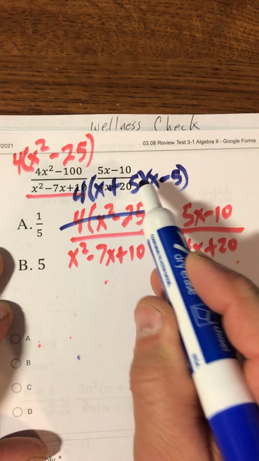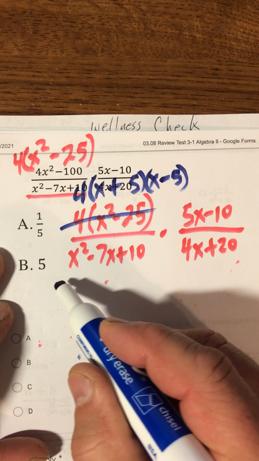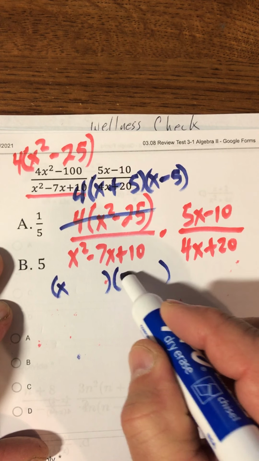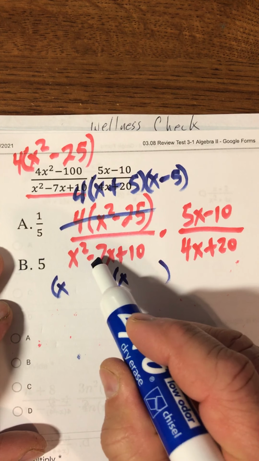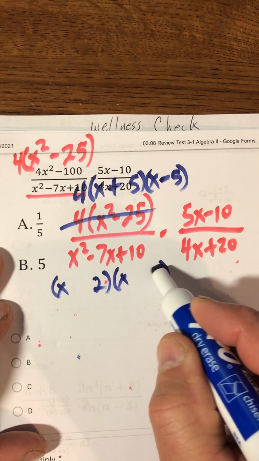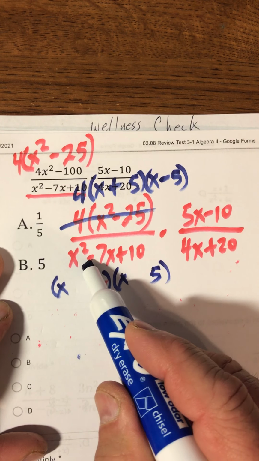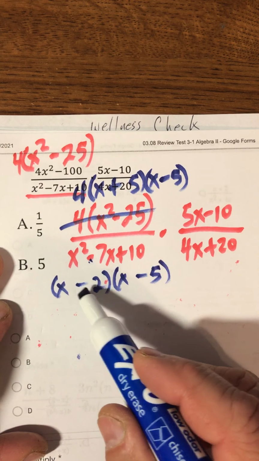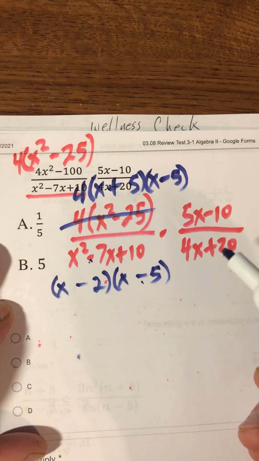We're using it up here in the blue. Down here, it's just factoring regularly. x, factors of 10 that get 7, that's 2 and 5. We need them both to be negative, so when you add, keep the sign to get negative. When you multiply, you get your positive.